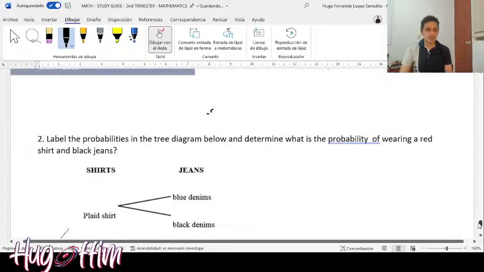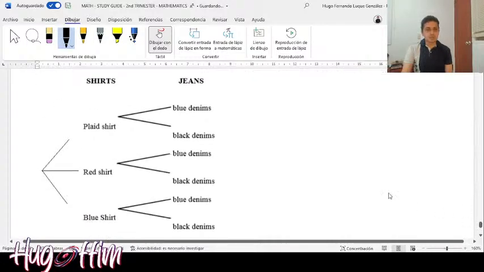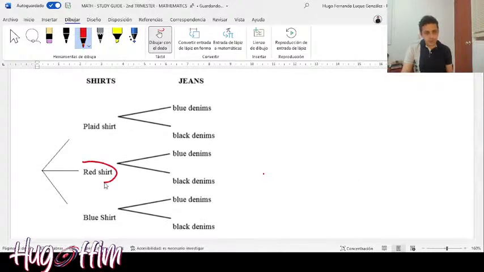It says here: label the probabilities in the tree diagram below and determine what is the probability of wearing a red shirt and black jeans. Look at the shirts and jeans. So we have to find out the probability of getting a red shirt and black jeans.